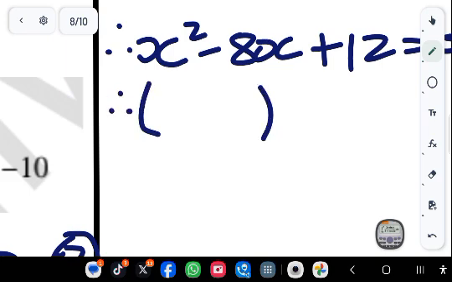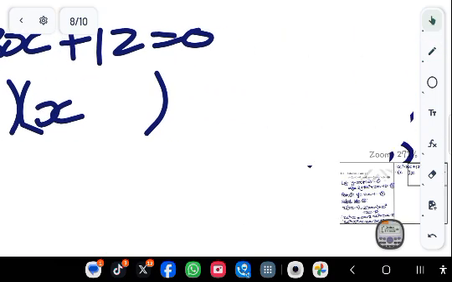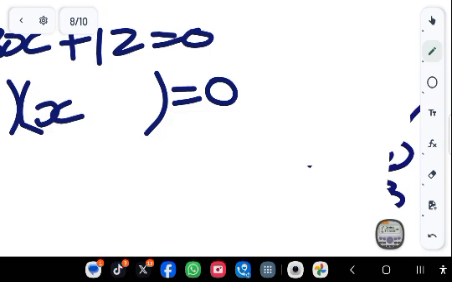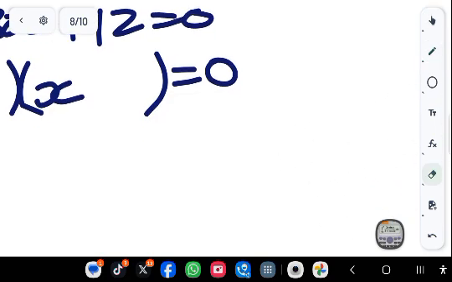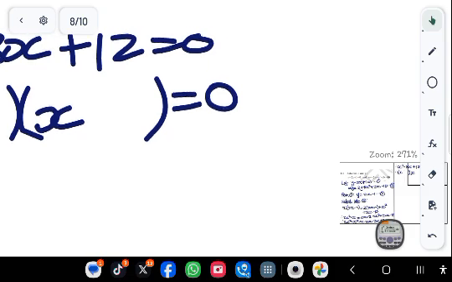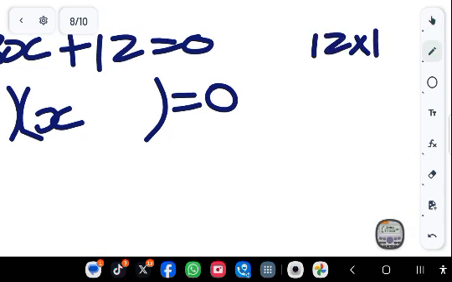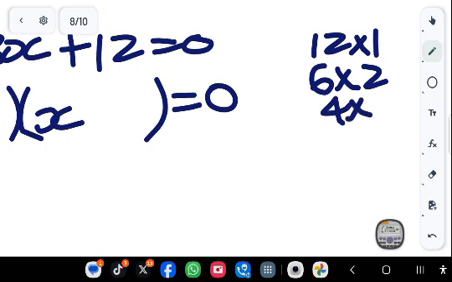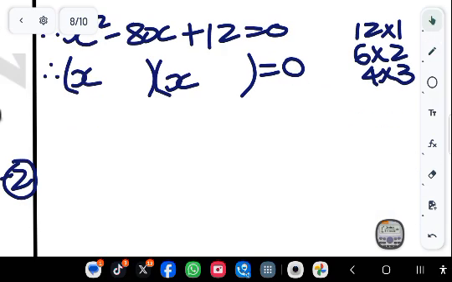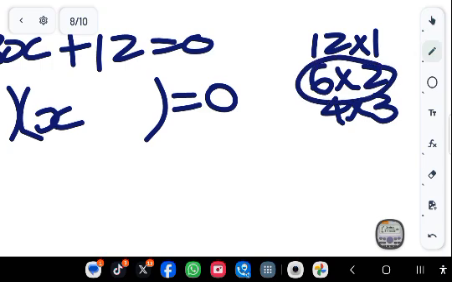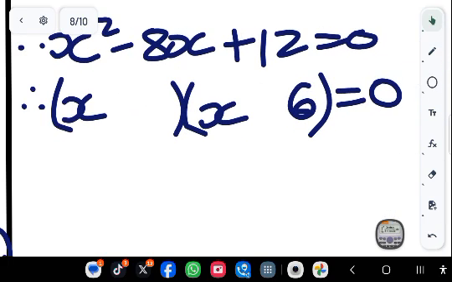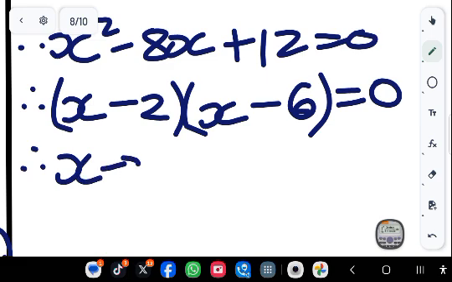Factorize. x and x equals 0. Alright, so that's 12 times 1, 6 times 2, 4 times 3. The combination that gives us 8 is 6 and 2. So that is 6 and 2. Minus and minus. Therefore, x minus 2 equals 0.